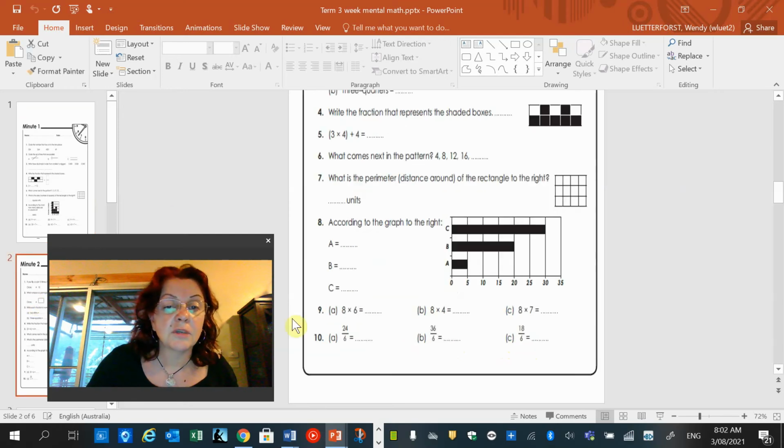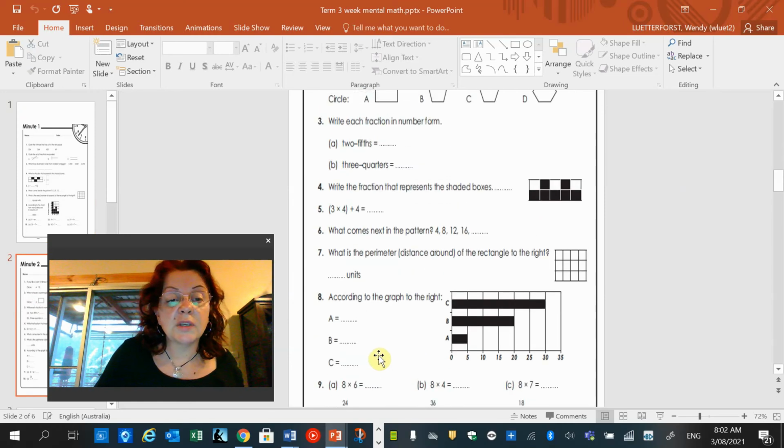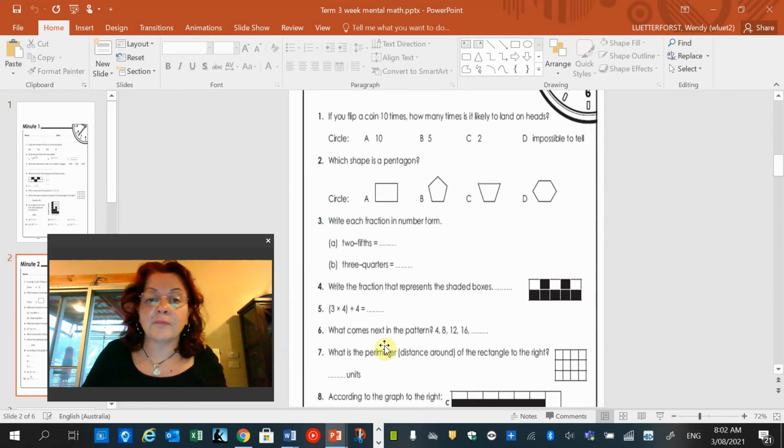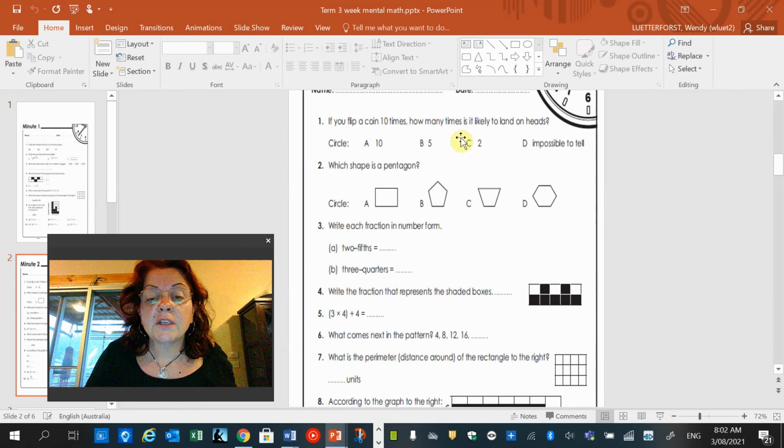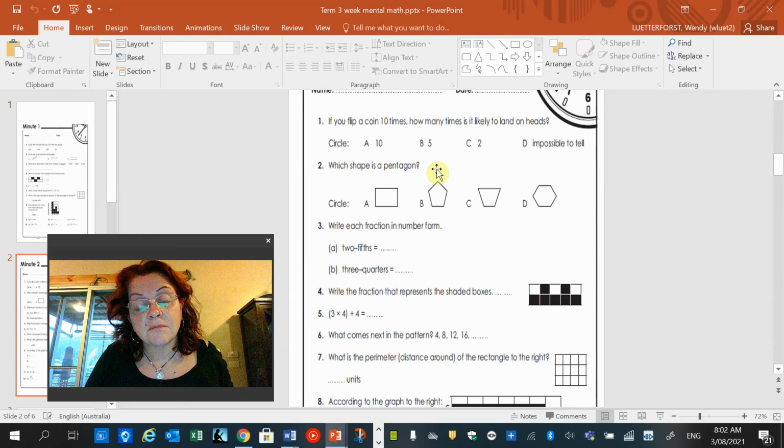Let's have a look at minute 2. So don't forget, pause in between, so you write those answers down. If you flip a coin 10 times, how many times is it likely, not definitely, but likely to land on heads? Is it 10 times? That's not very likely. B, C, or D, impossible? Well, it's not that one and it's not that one. And we all know that flipping coins is about it being 50-50, so the answer is B, 5.